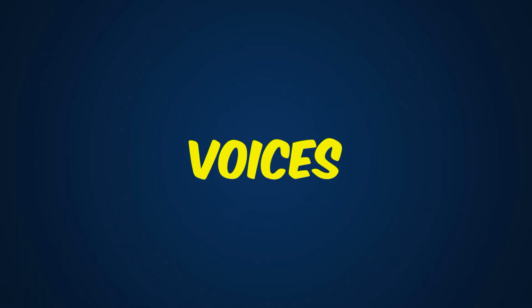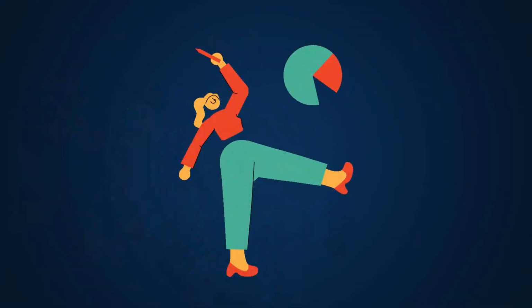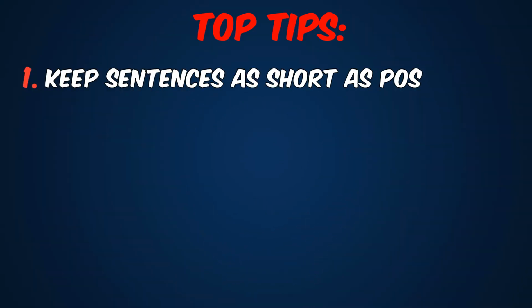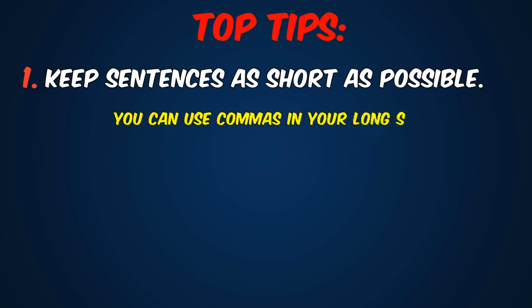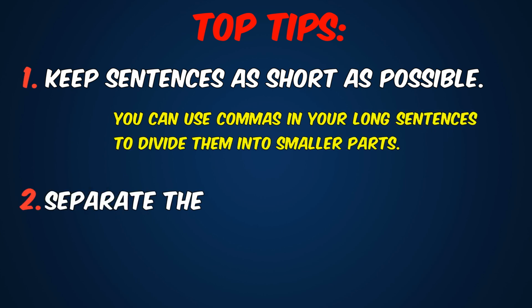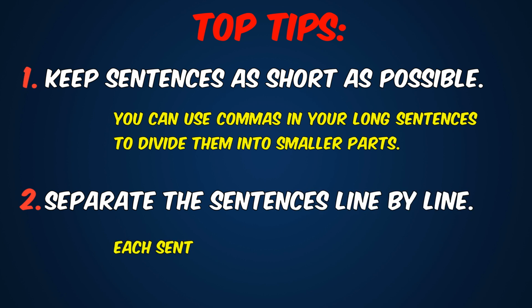Before testing the voices, there are voice production tips that can always help, but no one tells you. First, try to keep sentences as short as possible. That is, you can use commas in your long sentences to divide them into smaller parts. Second, don't write sentences one after the other. Write each sentence on one line and be sure to close the sentence with a dot.